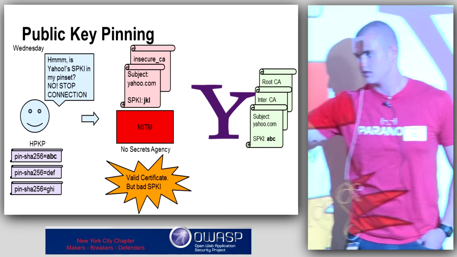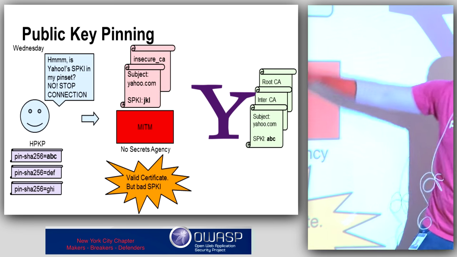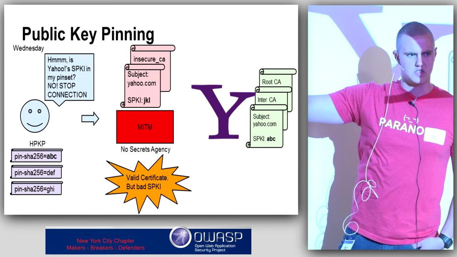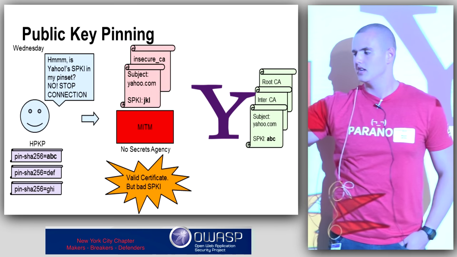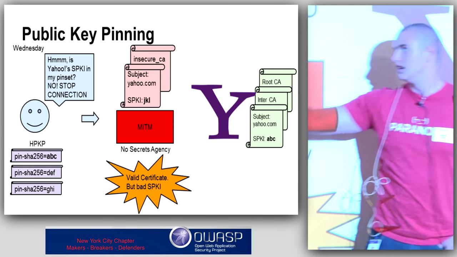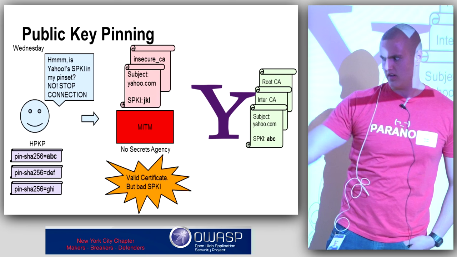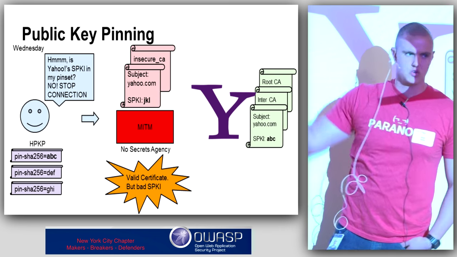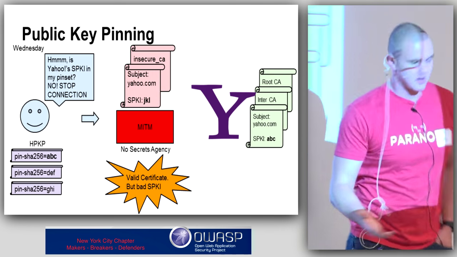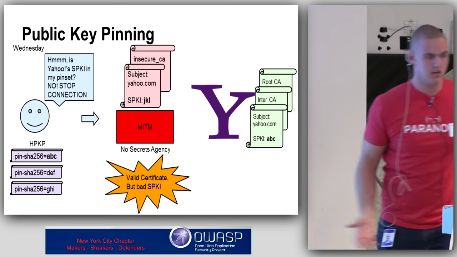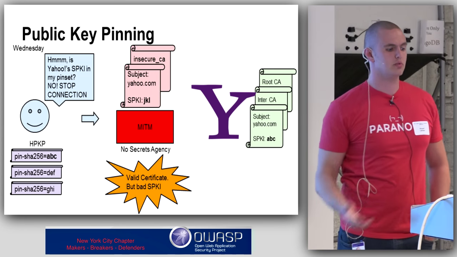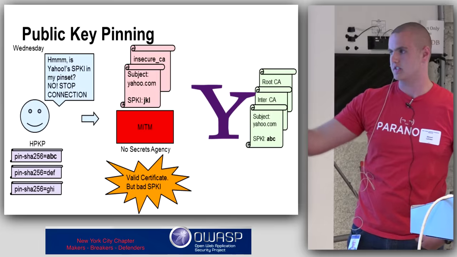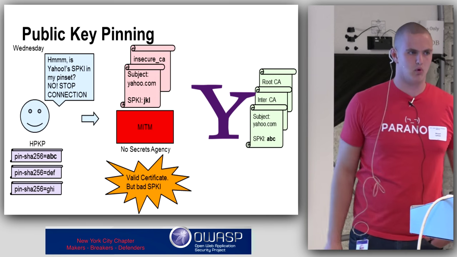So they're going to go through their pins. They have pin ABC. They're going to see if pin ABC is within the certificate chain. It's not, so that's weird. They're going to check their backup pin, DEF. They don't see it in the certificate chain. Weird. And they're going to check the last one, GHI, also not in the certificate chain. Because none of these pins match this insecure CA, they're just not going to connect to it. At this point, if you had specified a report URI, they're going to send a report to that endpoint.